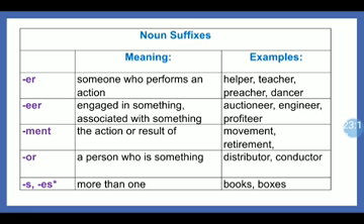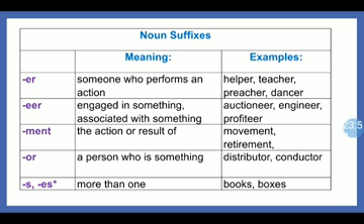Let's look at other examples. Teacher. So we could say a person that teaches. Preacher. We could say someone who preaches. We have dancer, and we could say someone who dances. So -er: someone who performs an action.